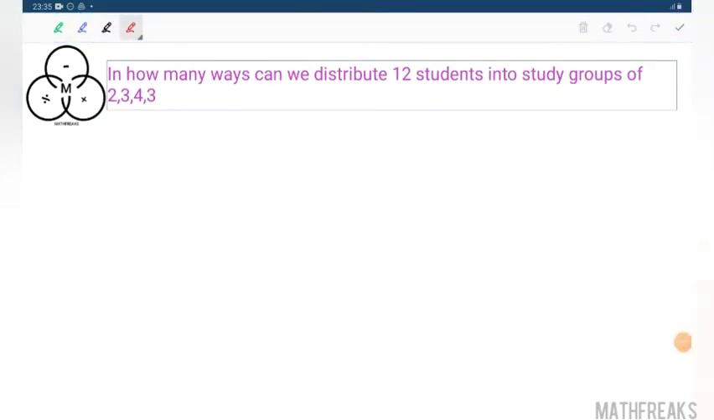Solve it. There are 12 students. Distribute 12 students into study groups of 2, 3, 4, 3. Arrangement of study groups does not matter. That is not given in the question, but we have to conclude that.